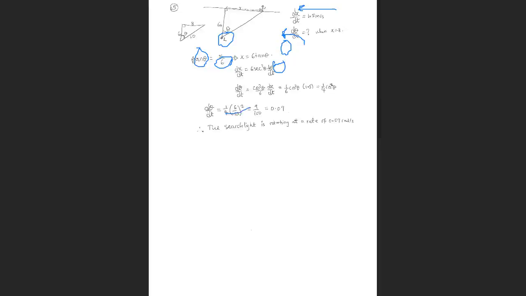Tan theta is opposite over adjacent. So tan theta is x over 6. Therefore, if I make x the subject, I have x equals 6 tan theta. Apply the chain rule. So dx dt becomes, remember, the derivative of tan is sec squared, so you have 6 sec squared theta times d theta dt. If you make d theta dt the subject, you just have to divide dx dt over 6 sec squared, so 1 over sec squared is just cos squared.